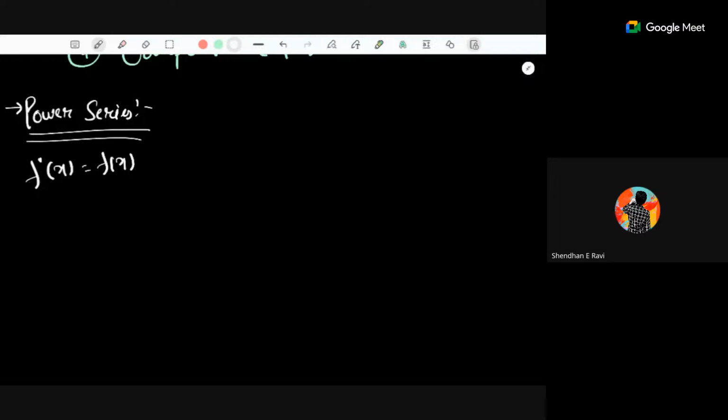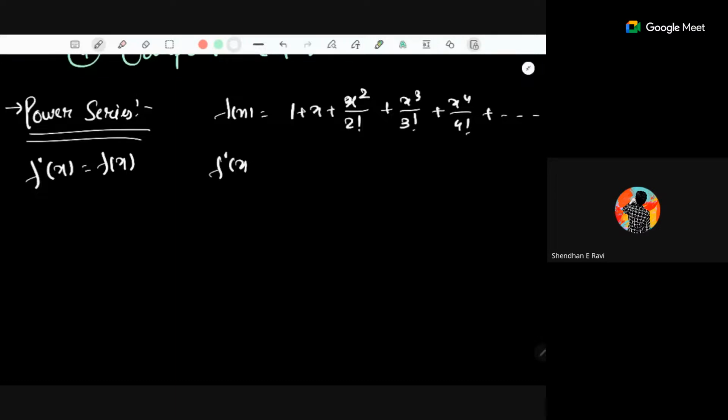And the answer is, if we take a function f of x equals 1 plus x square by 2 factorial plus x cube by 3 factorial plus x to the power 4 by 4 factorial plus and so on. Right? So if you define a function like this particular series, then it's easy to see that f dash of x is nothing but f of x. Okay, so that means a power series is giving us the answer. And this function is nothing but the e to the power x function, or exponential of x function.